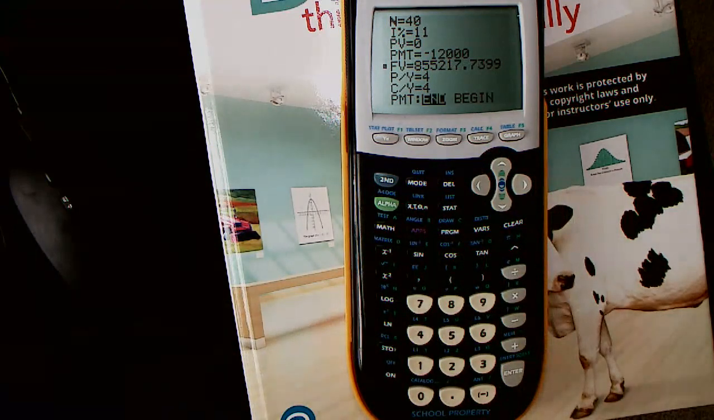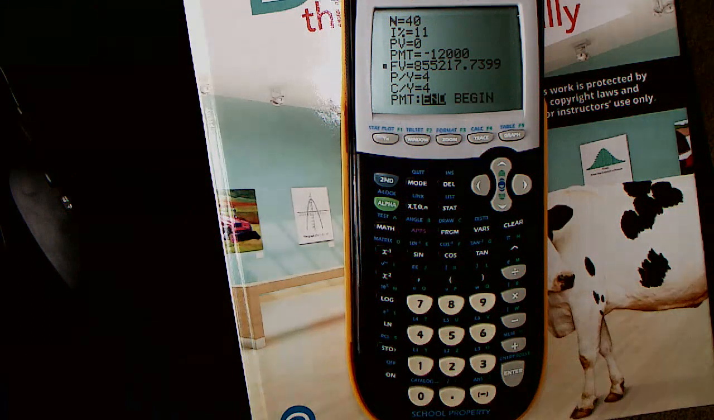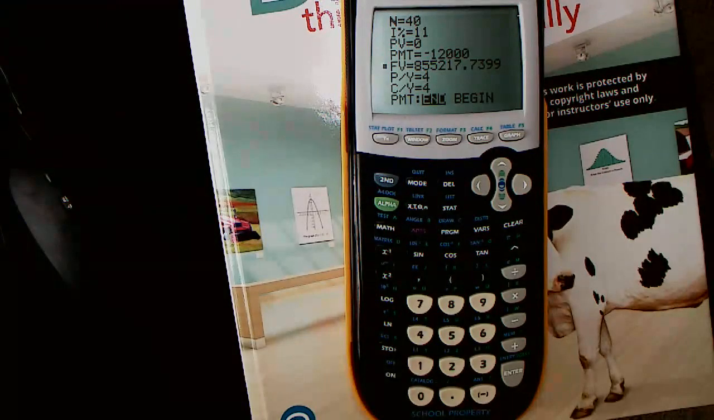Let me double check. 4 times a year for 10 years, 40, 11%. Payment negative 12,000 at the end of every quarter. Okay, that's correct. So the answer we got is 855,000, like 0.8 million. That's a lot. $855,217.74. Okay, let's go back to our test.